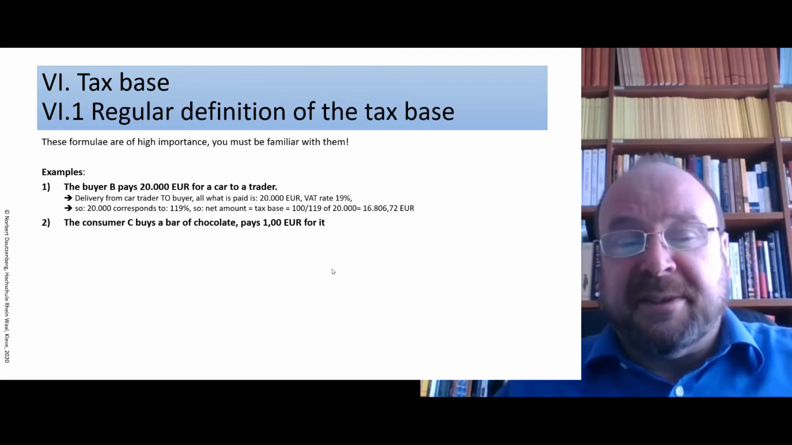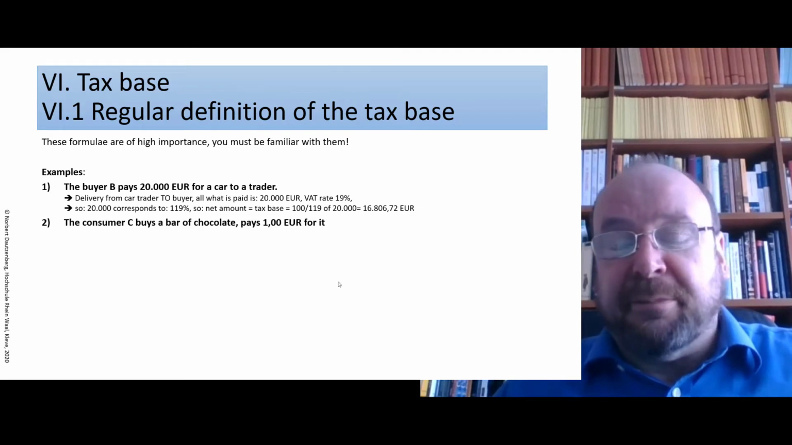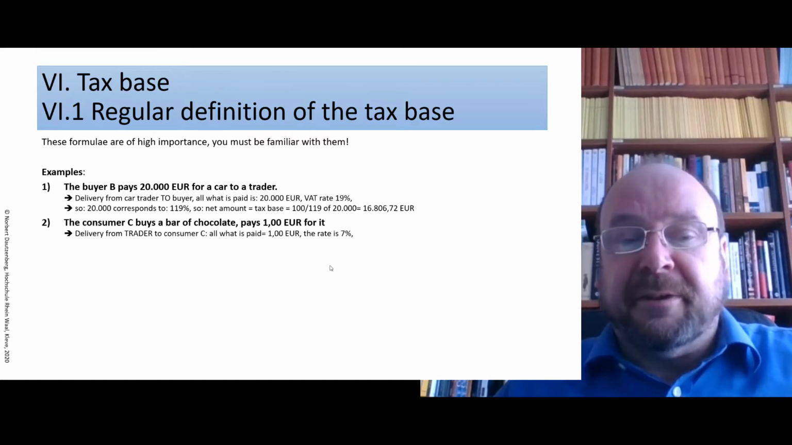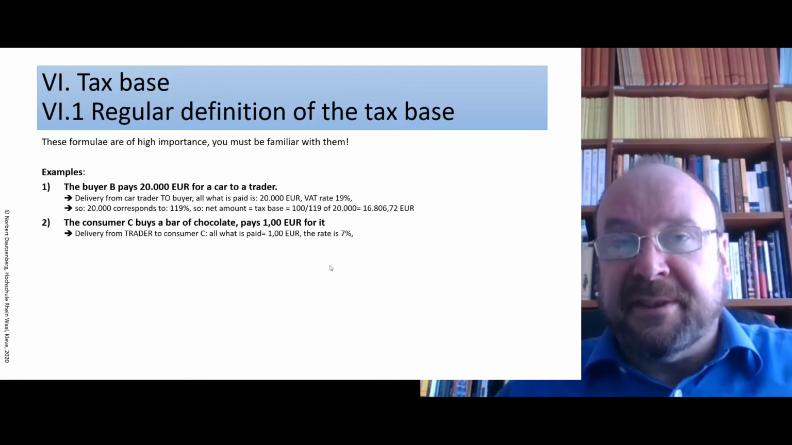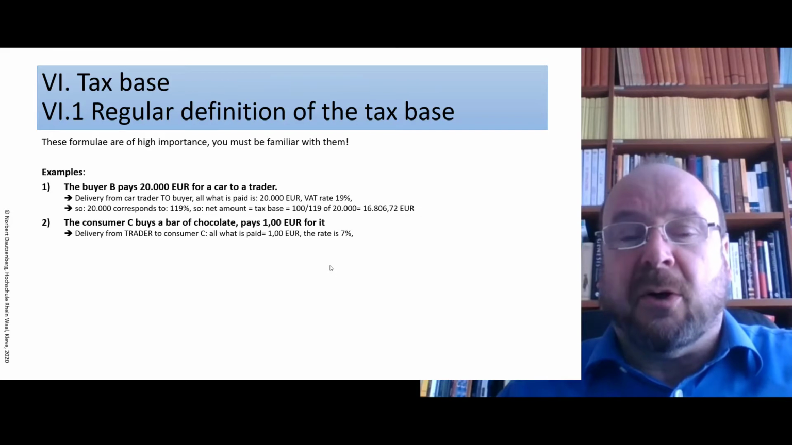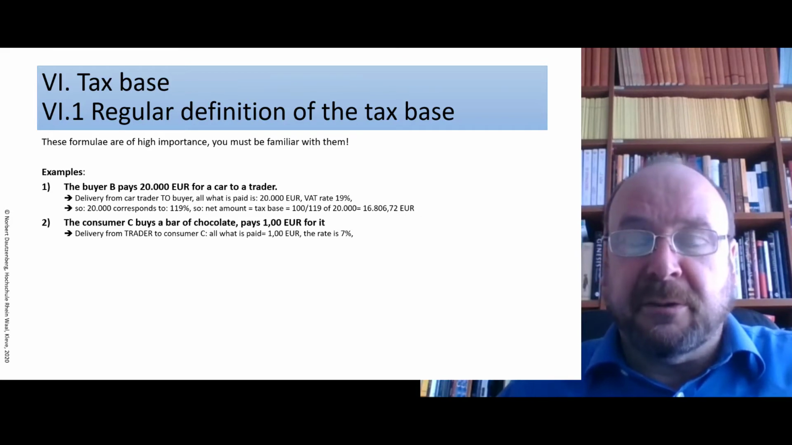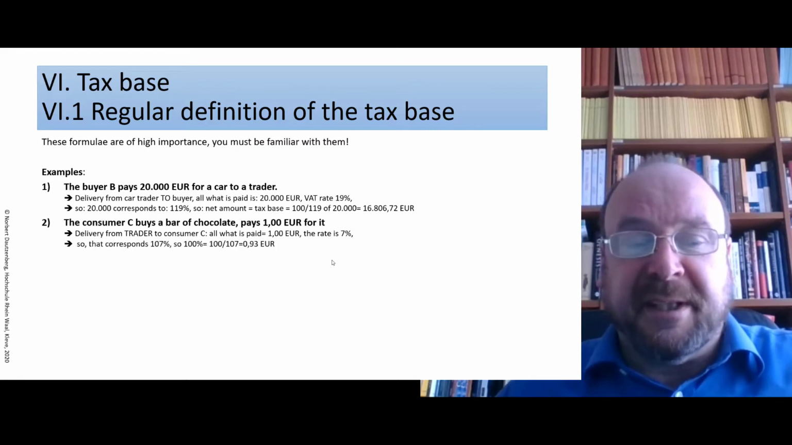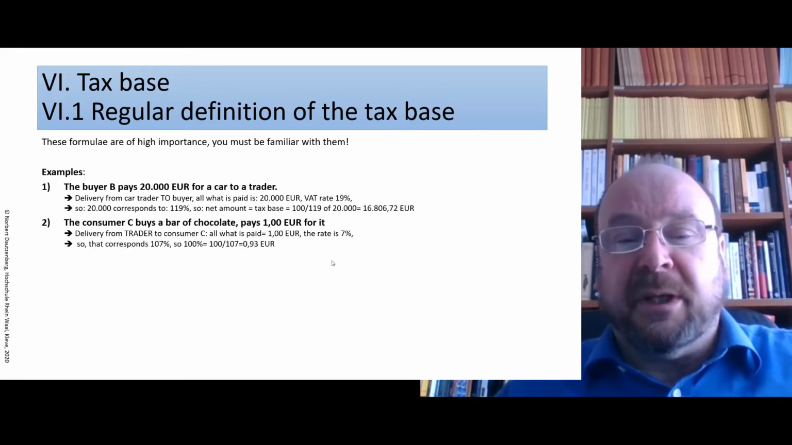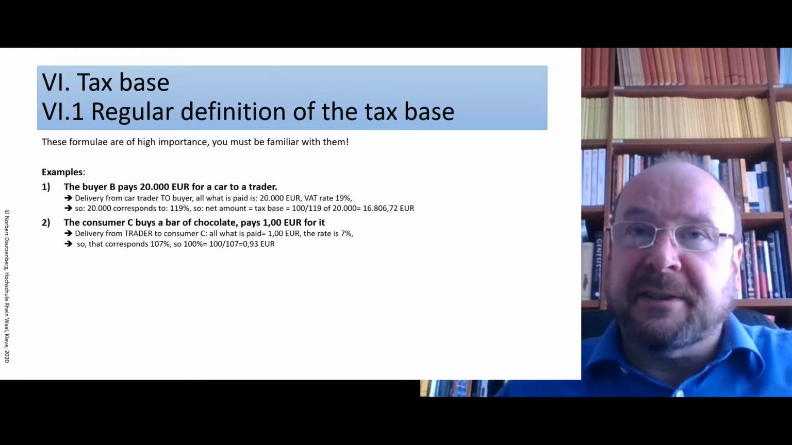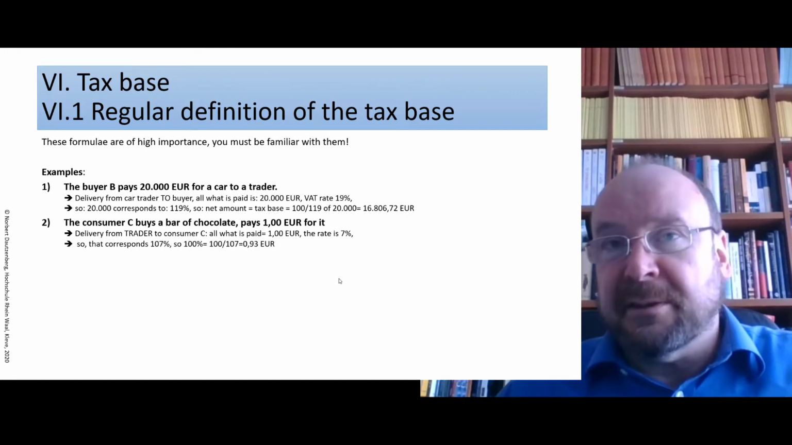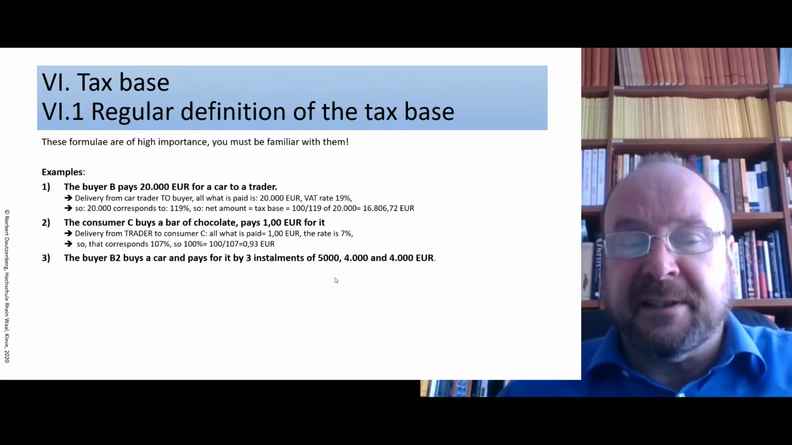Next example, consumer C buys a bar of chocolate and pays €1 for it. Now, the delivery from the trader to consumer C is the case which we have to check. And all what is paid is evidently €1. That's then the gross amount. The rate for chocolate is 7%, so that means that the €1 corresponds to 107% of the net amount. So we end up with 93 cents as a net amount.